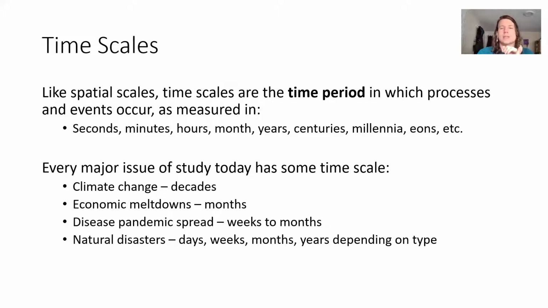Climate change operates on the scale of decades, economic meltdowns, the scale of months, disease and pandemic spread, weeks to months or years, natural disasters, so days, weeks, months, or even years, depending on the type of disaster it is. So what we're looking at and the time scale it operates on are very important things to think about.